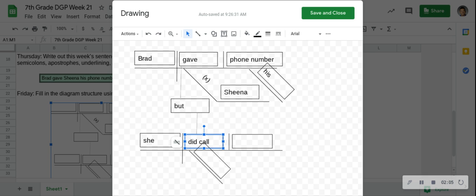I know that she did not call, but that's why we have an adverb. Because this modifies our first verb, and did, and modifies, and say, did not call. But initially it says she did call him as our direct object.